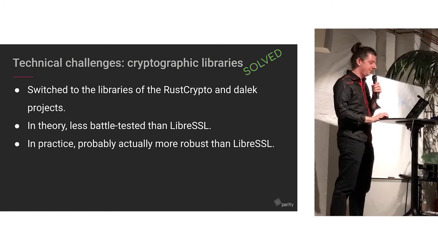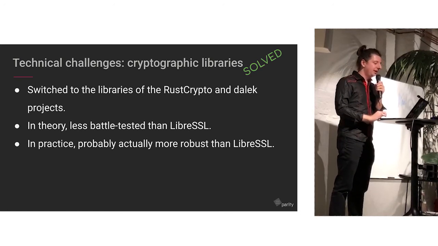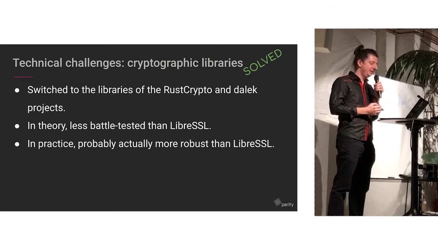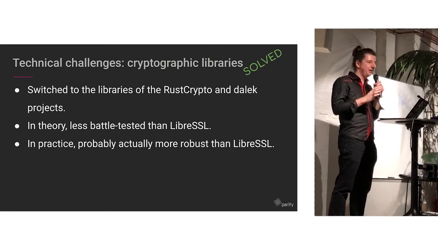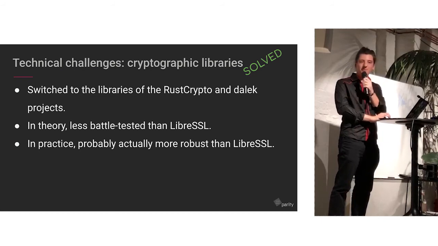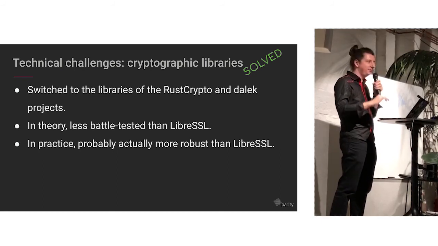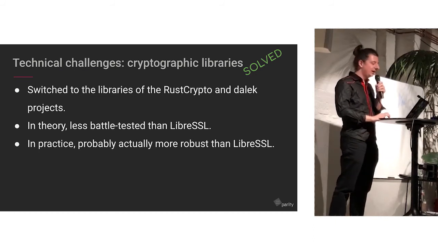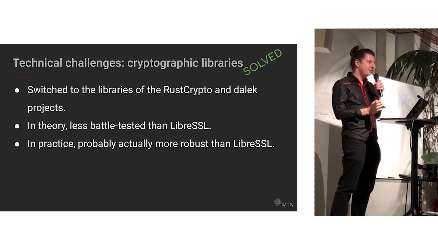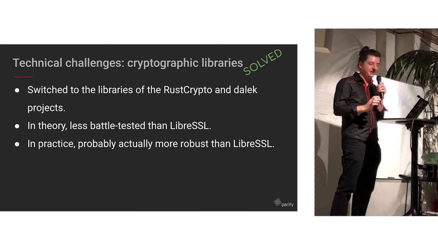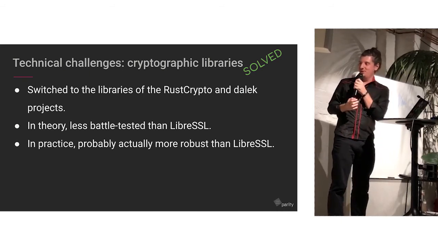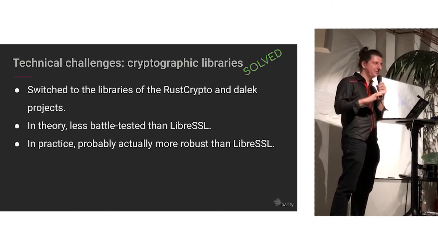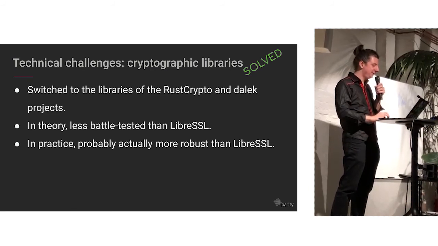And we are now using the RustCrypto and Dalek projects. In theory, less battle tested than OpenSSL and LibreSSL. In practice, we all kind of know the quality of the code of OpenSSL and LibreSSL. If you haven't looked into it, I encourage you to look into their code. I trust that just rewriting it properly brings more security, even though it's less battle tested, because the implied thing is that their code is really bad.